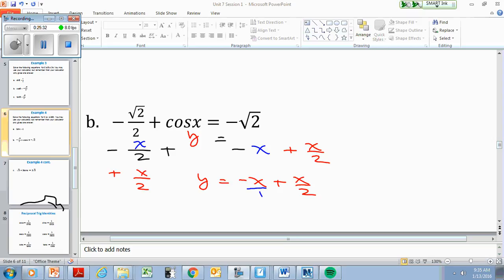To turn this blue 1 into a 2, I multiply 2 on the bottom here. From there, on top, 2 times a negative x is a negative 2x all over 2, plus that original x squared, or x over 2.